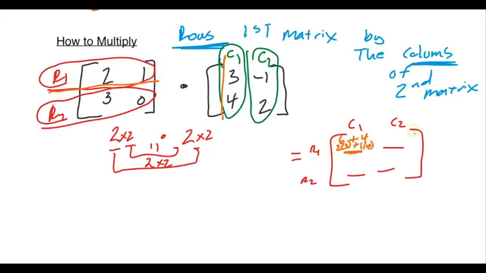And then we move on. Let's say I want this one right here. That's row 1, column 2. We're going to multiply row 1 by column 2. Multiply the first 2. 2 times negative 1 is negative 2. Plus multiply the other 2. 1 times 2 is 2. Then we move on to the bottom ones.